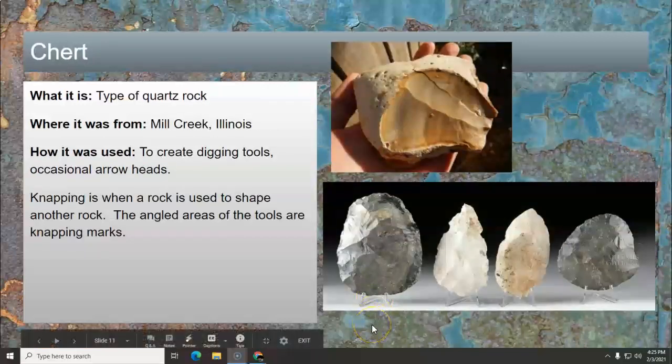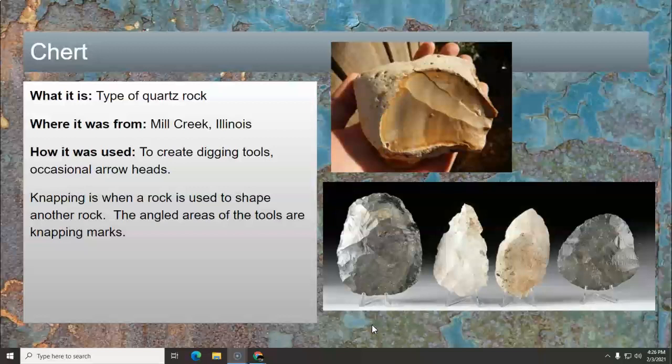Chert is a type of quartz rock. Most of the chert found in Hopewell was from Mills Creek, Illinois, though there are other chert deposits between there and the Dakotas out to Wyoming. And chert is used to create digging tools and occasional arrowheads. It's a lot more brittle than obsidian, so it would be kind of an everyday Dollar Tree variety of your arrowhead. It would last a couple of times and then it was gone, whereas obsidian would last an extremely long time.